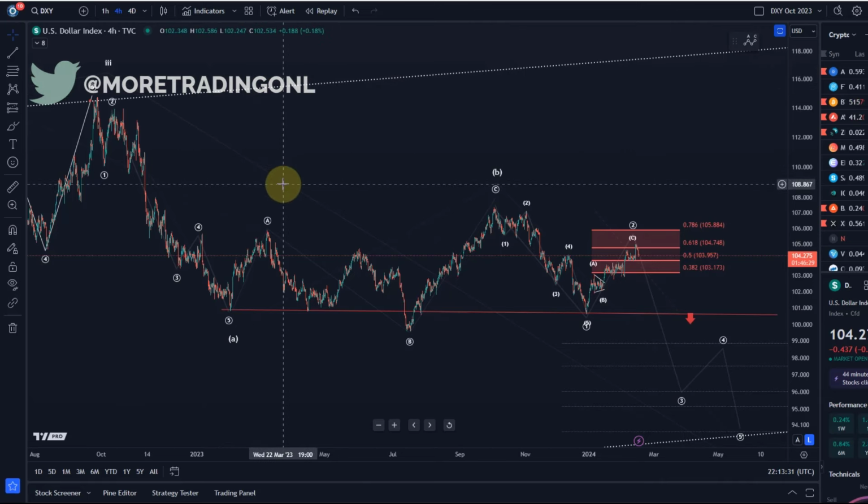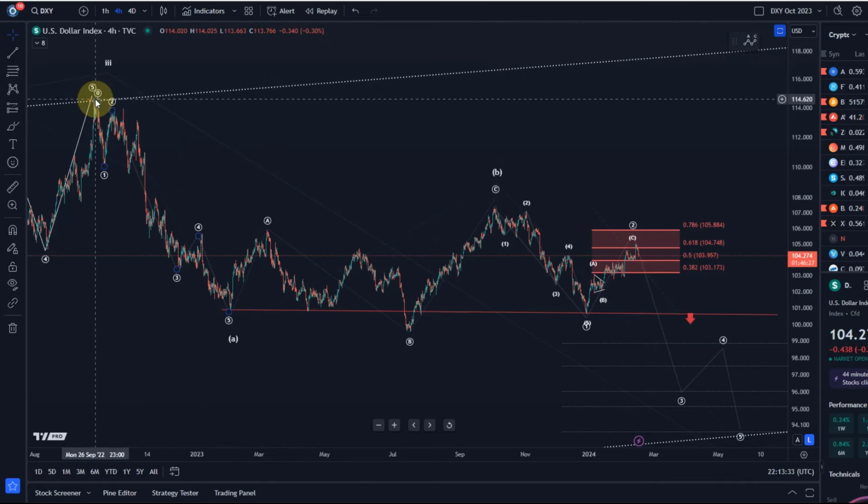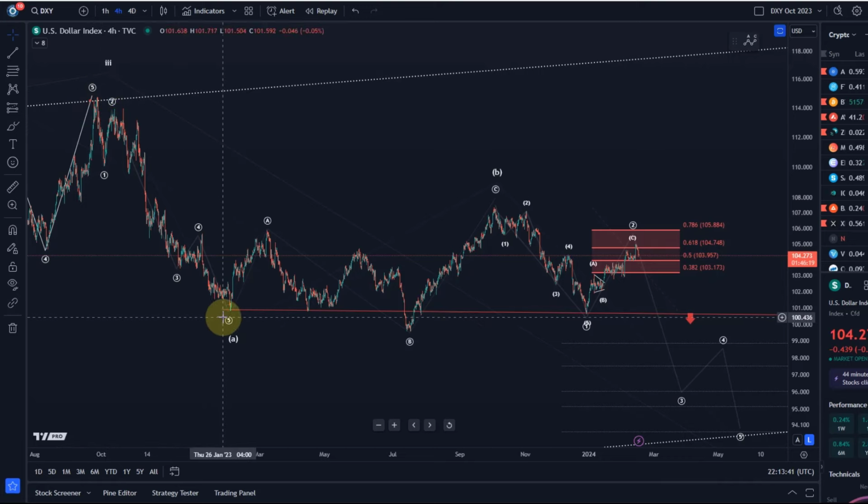Just wanted to give you an overview. Obviously, the DXY topped in September 22. That's been my perspective for a while. That view really hasn't changed. The idea was we had an A wave down, which was actually a five wave pattern, an A wave low into the February lows.